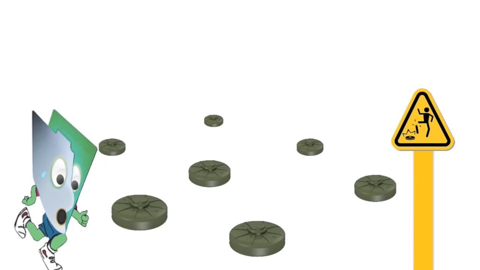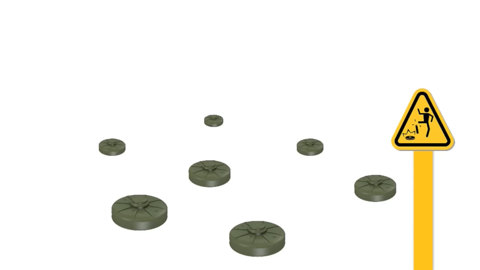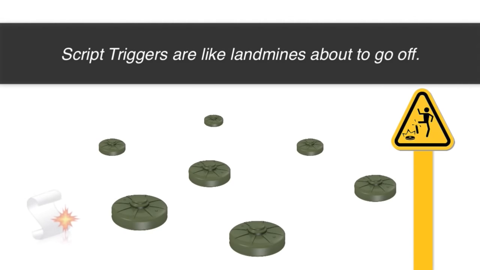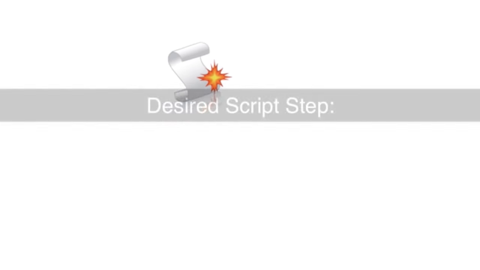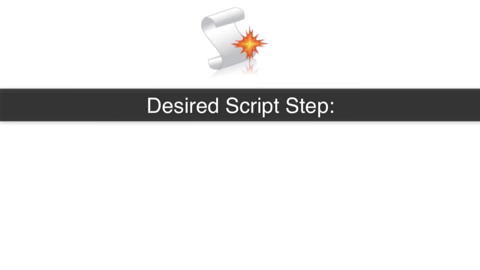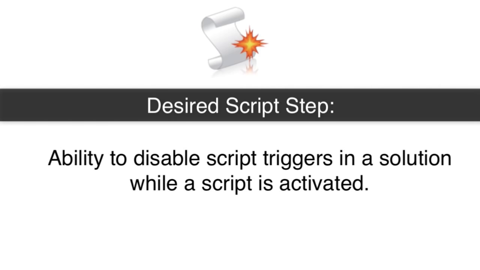It's not good. Now, script triggers are a lot like unexploded landmines that are waiting to go off. They're really a powerful tool, they're really awesome, but you have to learn how to deal with them in a safe manner. And one of the things is that we've been kind of harping at FileMaker to develop a script step that allows us to disable script triggers in a solution while a script is activated.